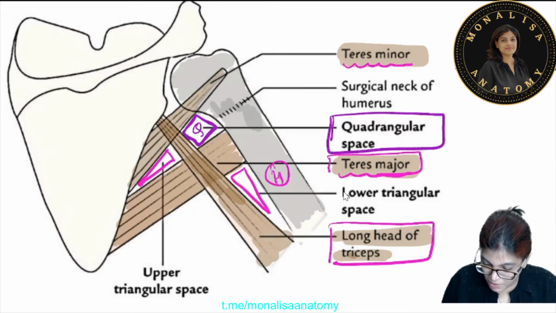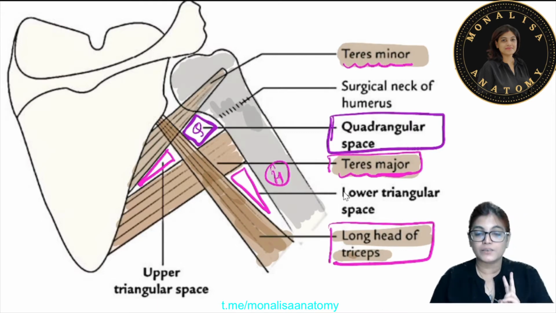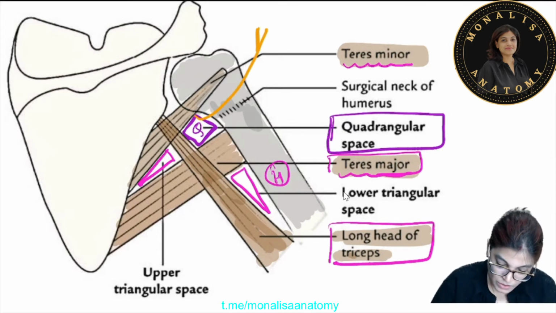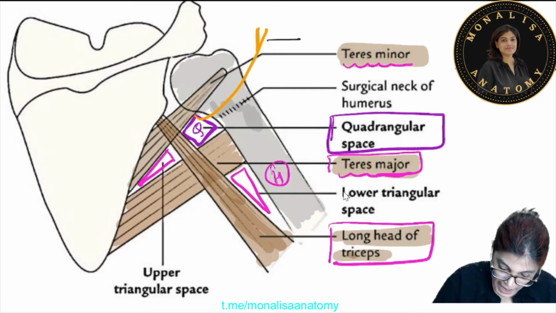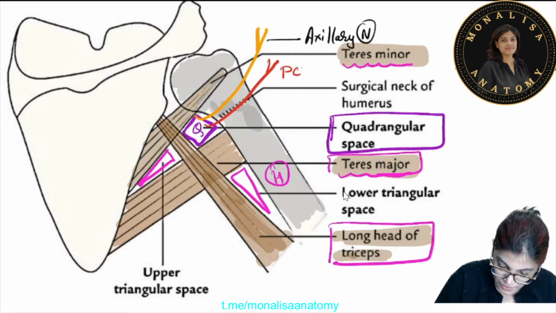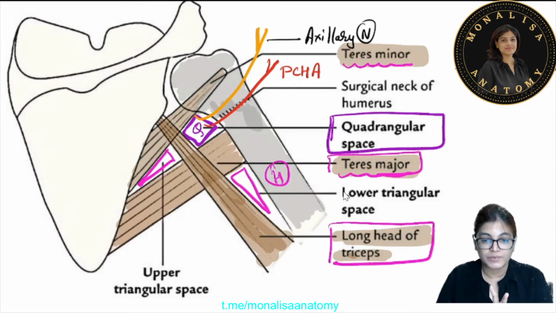So we have done with the boundaries of all these spaces. Let's see what important structures are passing through them. Through the quadrangular space, one nerve and one artery. I am marking the quadrangular space in yellow color. The nerve which is passing is the axillary nerve, and the artery passing through this space is the posterior circumflex humeral artery. I am writing in short form, posterior circumflex humeral artery. So one nerve and one artery pass through this space: axillary nerve and posterior circumflex humeral artery.